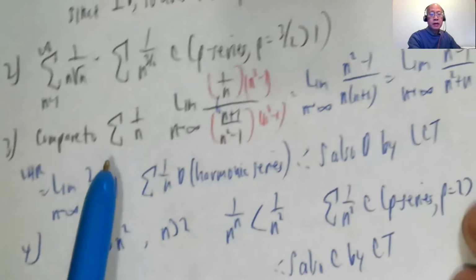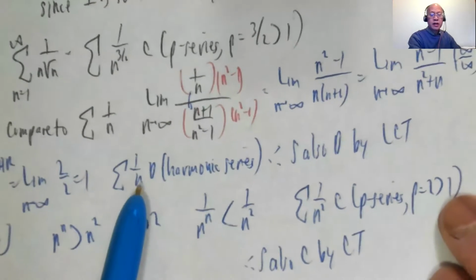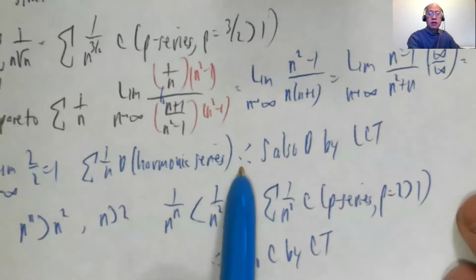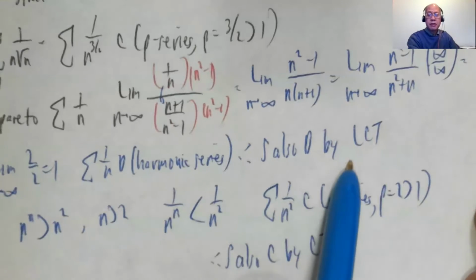So whatever happens to one happens to the other. We know the summation of 1 over n diverges because it's a harmonic series. Therefore, the series itself also diverges by the limit comparison test.